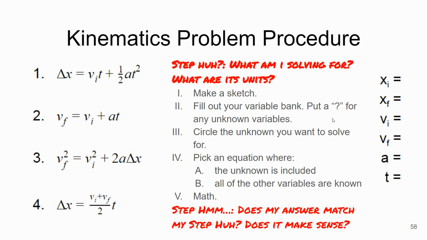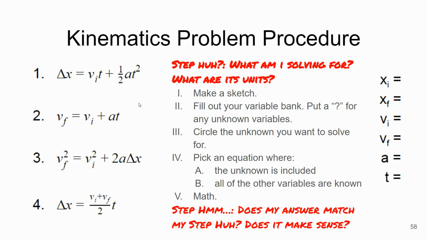Step 3 is basically just do step 0 again. Circle the unknown in the variable bank that you're trying to solve for. So it's a little bit redundant, but I like it because it leads very nicely into step 4. Now, step 4 is pick an equation. So you have to look at your 4 kinematics equations, and you have to pick the one. There may be more than one, depending on the problem, that could work. But pick one that has the unknown that you're looking for. So the thing you just circled in step 3, you have to pick a kinematics equation that has that thing in it. If it doesn't have that thing, that equation can't solve for the thing you're looking for.